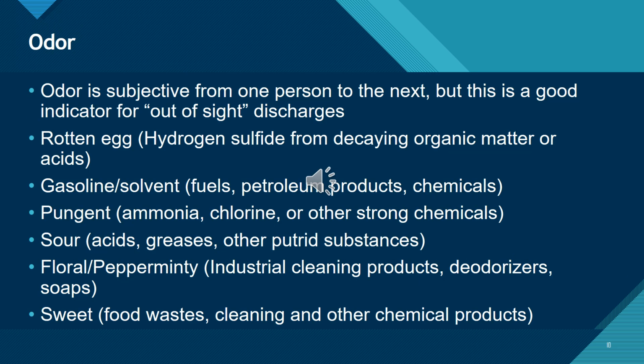Odor is subjective from one person to the next, but this is a good indicator for out-of-sight discharges. So a smell like rotten eggs might indicate hydrogen sulfide that has been decaying from organic matter or acids. Gasoline or solvents could be things that are from fuels, petroleum products, or chemicals. Pungent might mean that there might have been chlorine or ammonia or other strong chemicals.